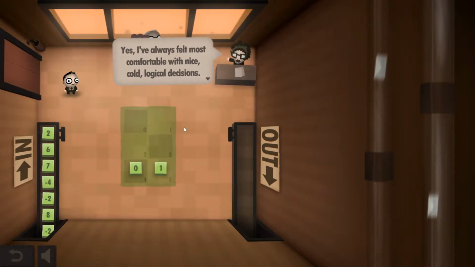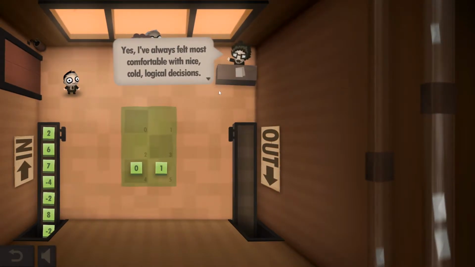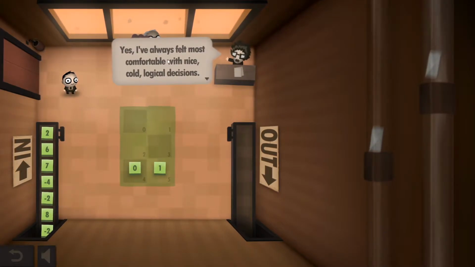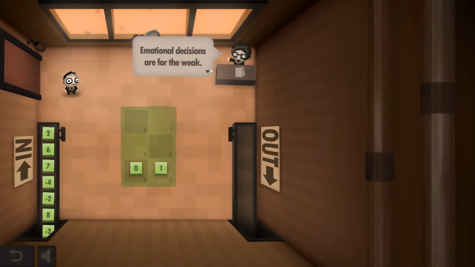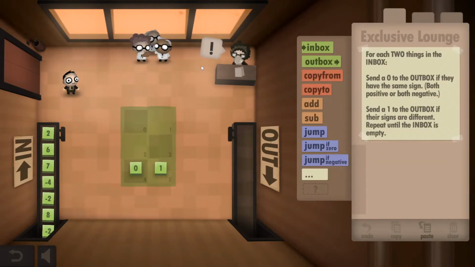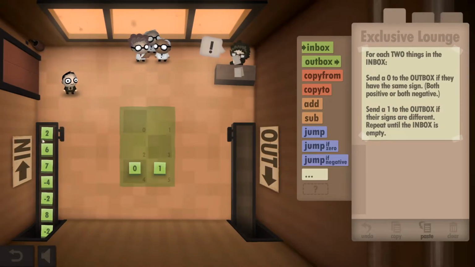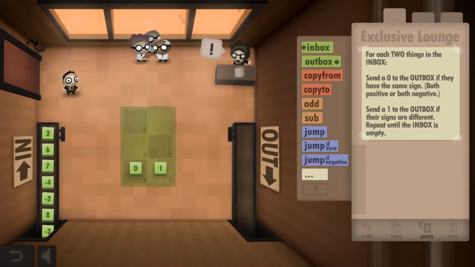Okay, so here, first of all, let's read this dialogue. Nice, cold, logical decisions. I relate to that. Emotional decisions for the weak. Relate to that too. Okay. Two things. For each two things in the inbox, send a 0 to the outbox if they have the same sign, so if they're positive. Send a 1 if the signs are different. Okay.